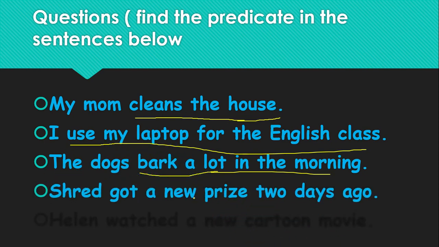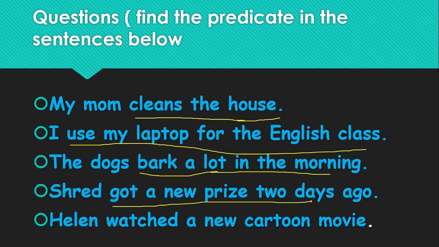Shred got a new prize 2 days ago. Shred here, this is the subject, so we don't underline it. What did Shred do in the sentence? He got, yes. Got a new prize 2 days ago. The last one, Helen watched a new cartoon movie. Yes, that's right, Helen. This is the subject. What did Helen do here? Watched a new cartoon movie. Good.